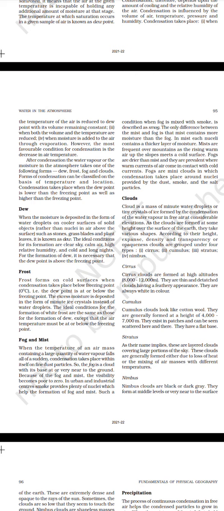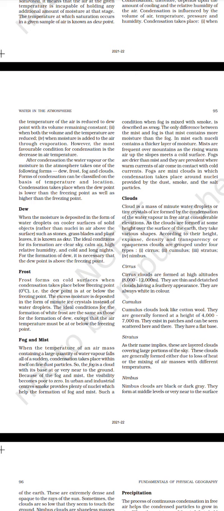Fog and mist. When the temperature of an air mass containing a large quantity of water vapor falls all of a sudden, condensation takes place within itself on fine dust particles. So the fog is a cloud with its base at or very near to the ground. Because of the fog and mist, the visibility becomes poor to zero. In urban and industrial centers, smoke provides plenty of nuclei which help the formation of fog and mist. Such a condition, when fog is mixed with smoke, is described as smog.